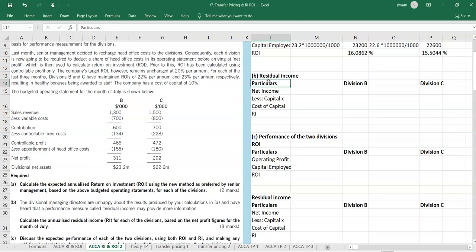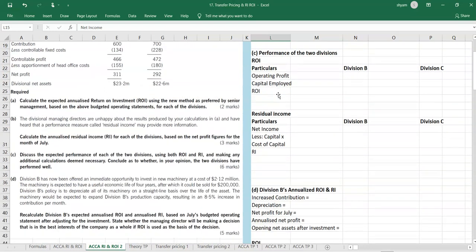If you take B is going to work like this. Okay, we have to read the question first. So division B: the divisional managing directors are unhappy about the results produced by your calculation in A, and have heard that a performance measurement called residual income may provide more information. So calculate the annualized RI for each of the division based on the net profit figures for the month of July.